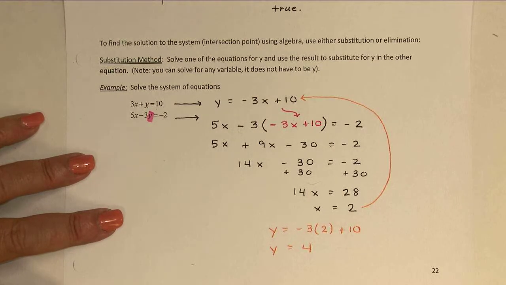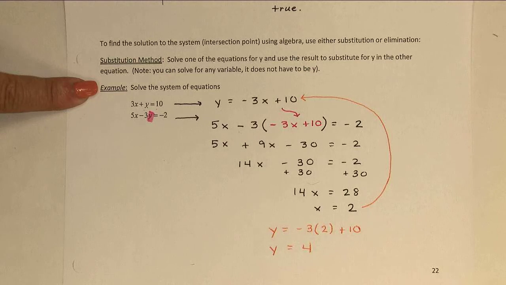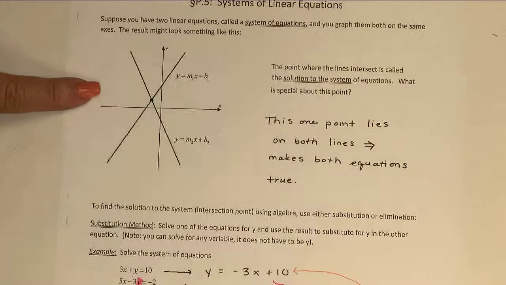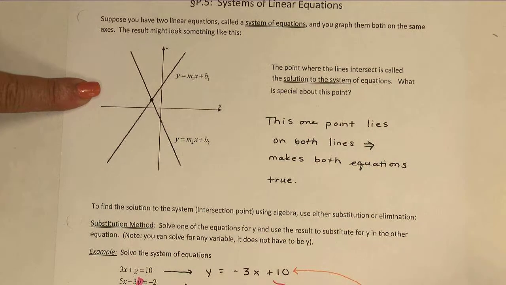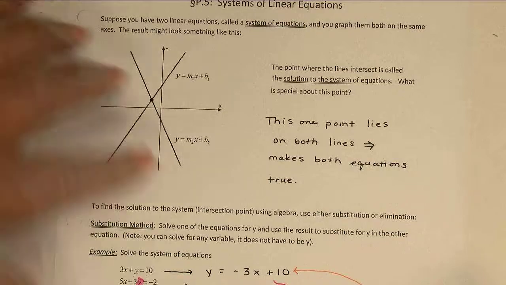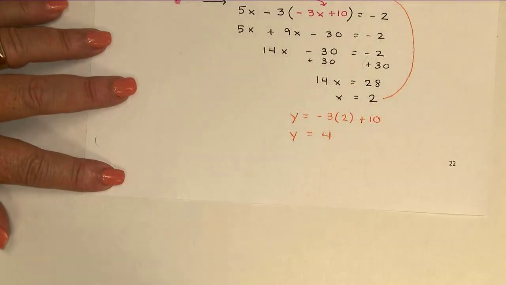So the solution to this system is x equals 2, y equals 4. That one point will make both equations true at the same time. Because we often still think of this as two lines with an intersection point, we very often write the solution to a system of equations as a point, x comma y. And so I'm going to write the solution as 2 comma 4.